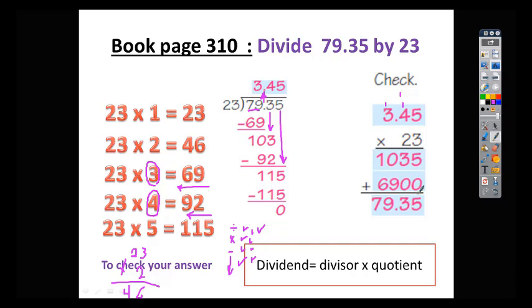After that, make plus. 5 plus 0 equals 5, 3 plus 0 equals 3, 0 plus 9 equals 9, 1 plus 6 equals 7, and then don't forget the point here after 2 places. There is no point here, so 2 plus 0 equals 2. That's why we put the decimal point after 2 places from the right side. You can see here 79.35 is the same as the dividend, so you are correct.